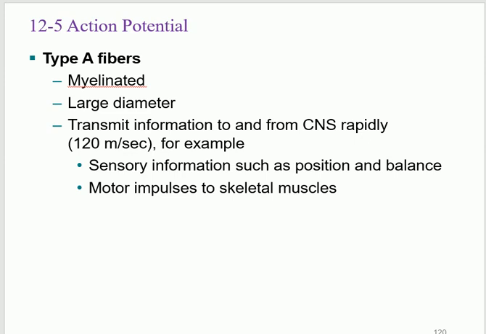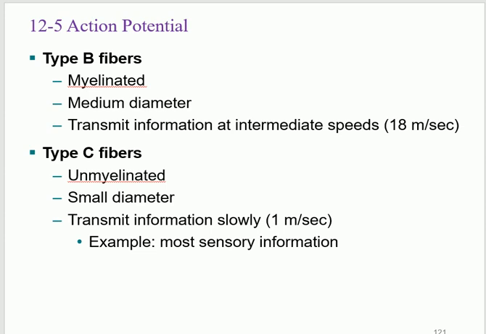For type A, which is the fastest: sensory information for position and balance. Because if you lose your sensation of balance, you're going to fall. This is extremely important, so you cannot use any other type. You have to use the best quality fibers, type A, because position and balance are very important. Also motor impulses to skeletal muscles. This is type A. How about type B? This is in the middle. It has its own uses. That's intermediate. The slow one is most sensory information.